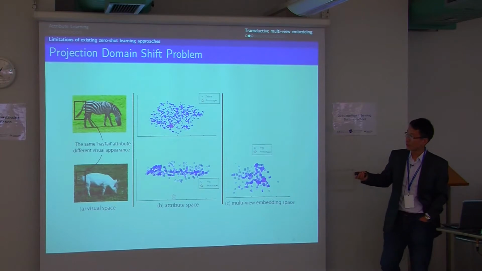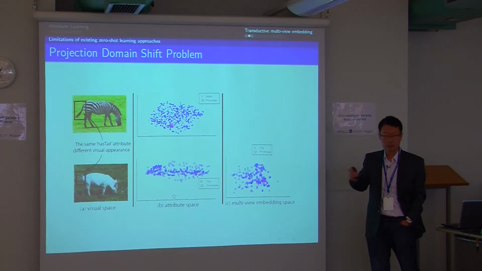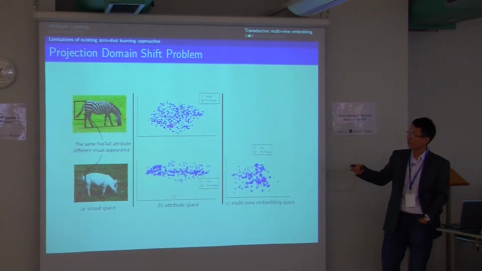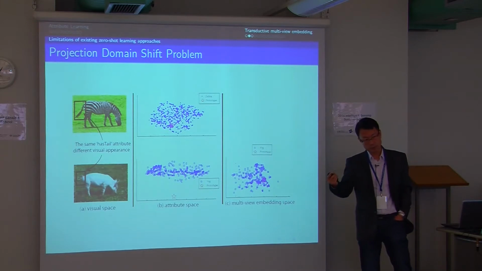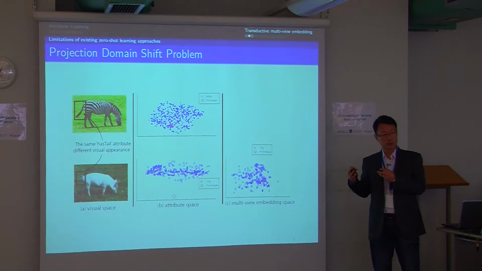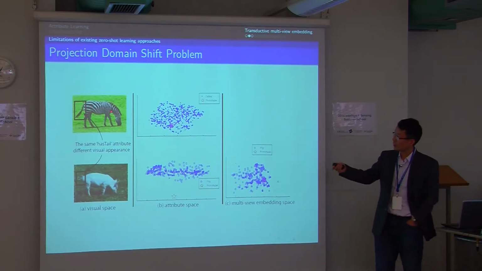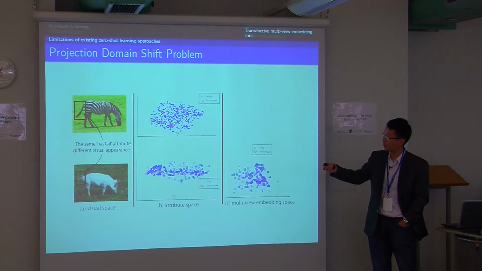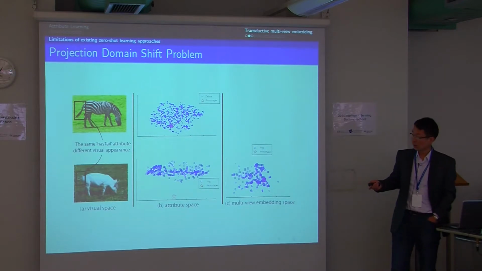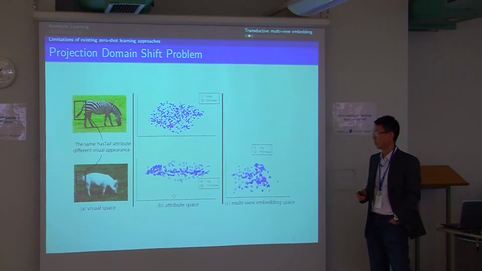Okay, so what do we mean by the projection domain shift problem? Let's look at those animals again. Let's say we have one class called zebra, and another class called pig. Zebras are something we are very familiar with, so let's say we have a lot of training data. And the pig is something we want to recognize without seeing any images of pigs. We know that zebra has an attribute called has tail, which means all zebras have tails, and the pig also has the same attribute. All pigs also have tails.